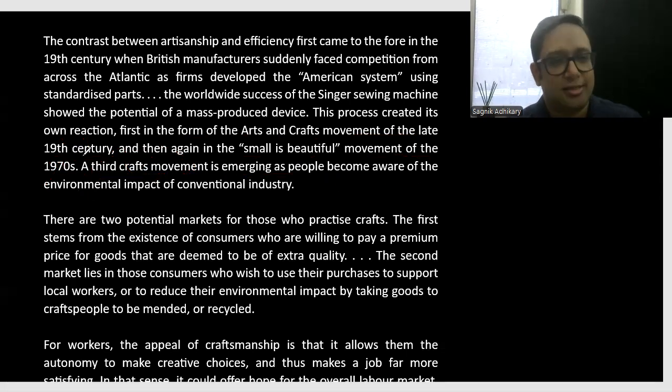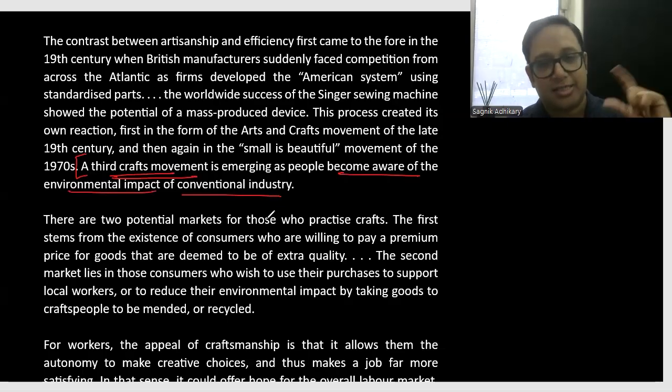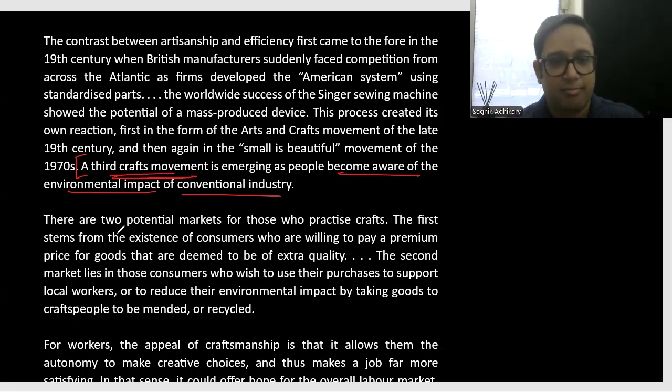So once we understand this aspect, this third crafts movement is emerging because, for one reason, people have become aware of the environmental impact of conventional industry. In other words, we can say that there is a potential market for crafts products or people who practice crafts. This gives us a reasoning for why there is a third crafts movement emerging. The two potential markets are thus.